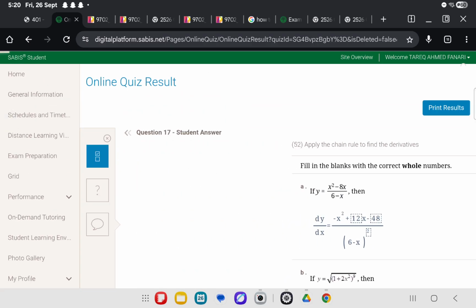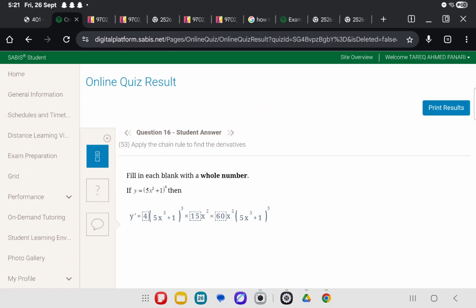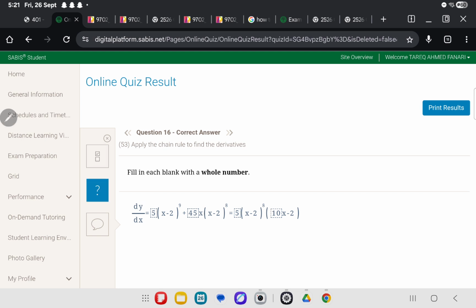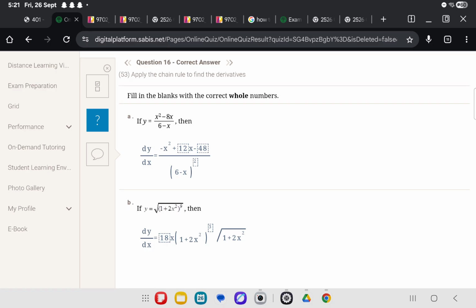How long is this quiz? I believe it's 16 and 17, right? Yes, just 16 and 17. Okay. Didn't I just do this? Yes, I did. Okay, now, what?